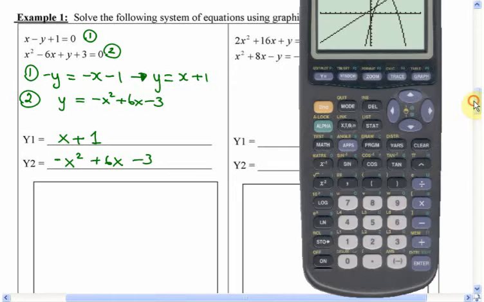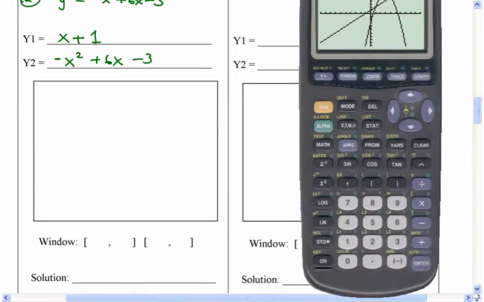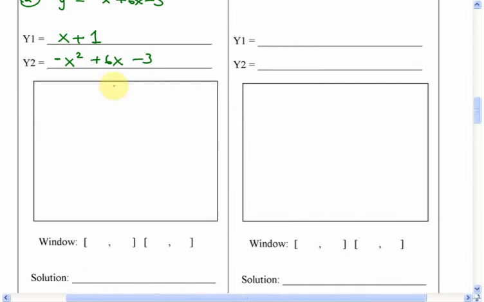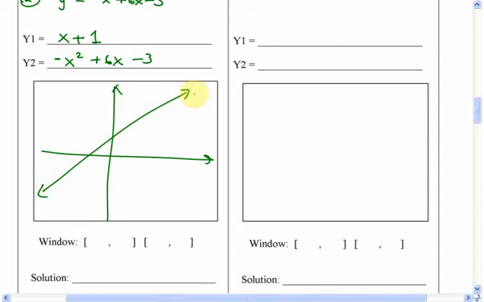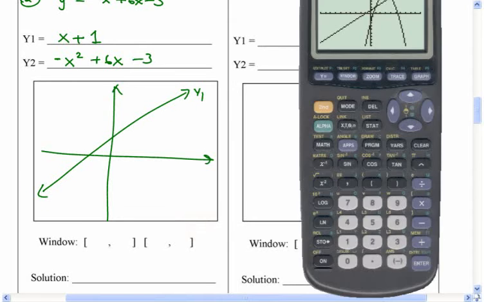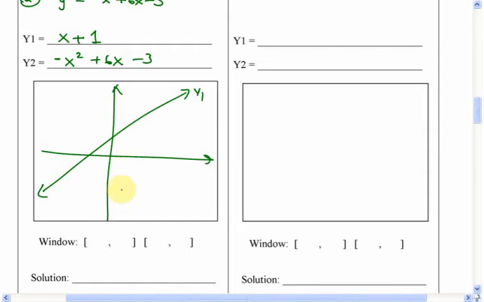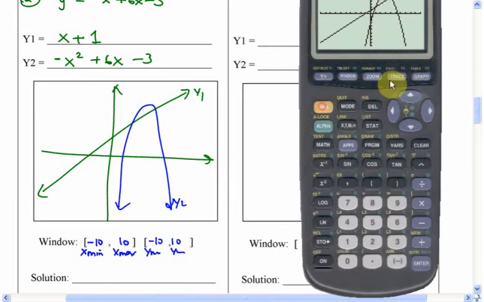Okay. Don't forget to make a quick sketch of what you see on your graphing calculator. What else do I see? Oh yeah, line. That's y1. Parabola. Looks something like this. y2. My window coordinates, remember these are your x min, x max, y min, y max. And to find the solution, go ahead and find the intersection point.